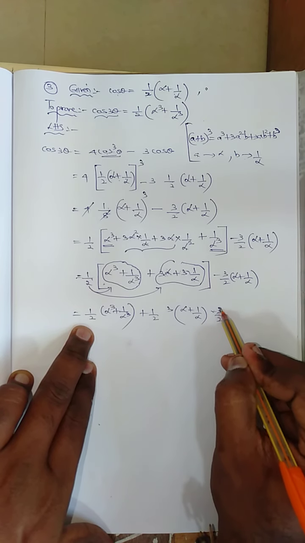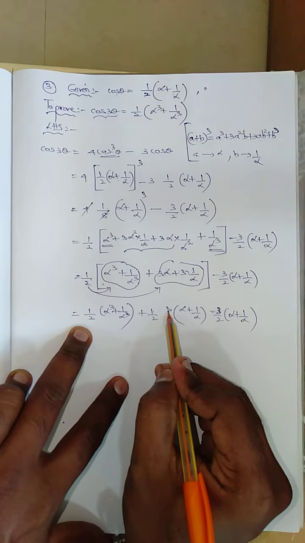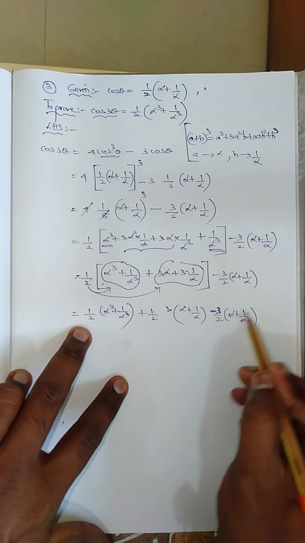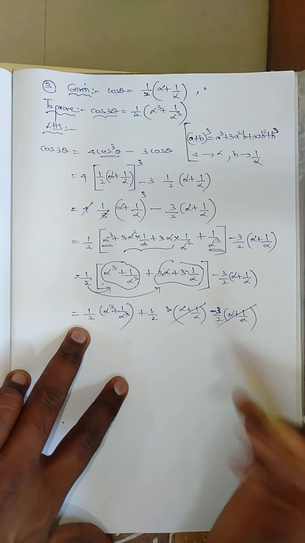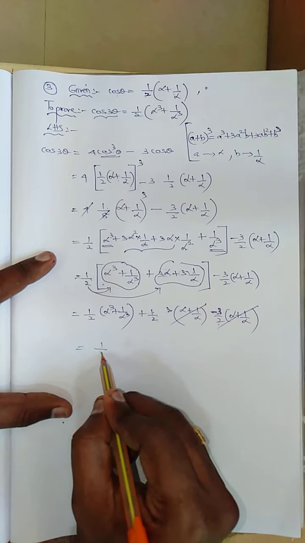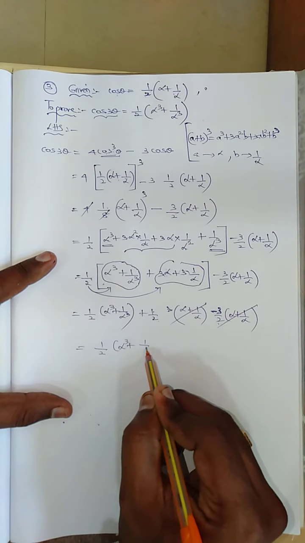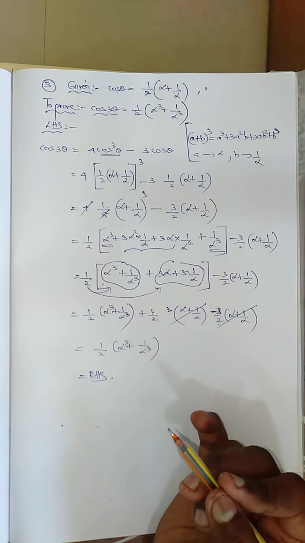Minus 3 by 2 (alpha plus 1 by alpha). 3 into 1 is 3 by 2. Here minus 3 by 2. Both can be cancelled: plus 3 by 2 and minus 3 by 2, both will be cancelled. So what is the answer we have got? 1 by 2 (alpha cube plus 1 by alpha cube) is equal to RHS. How easily we can prove the sum!